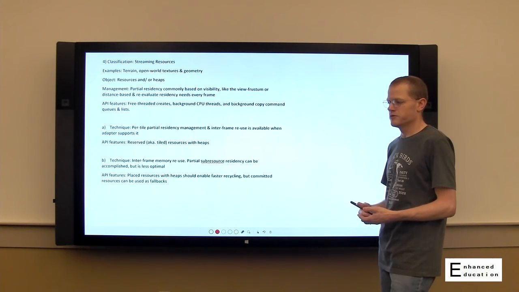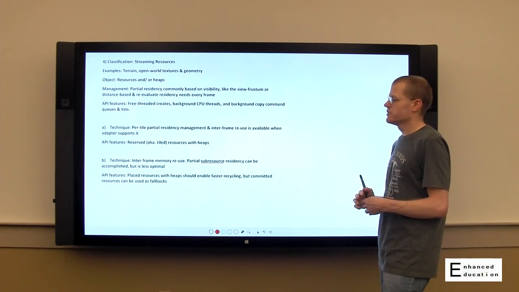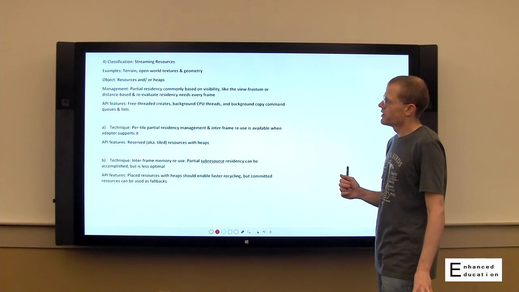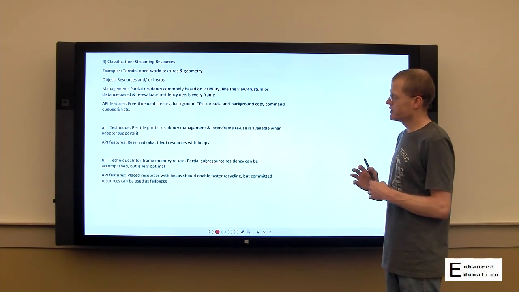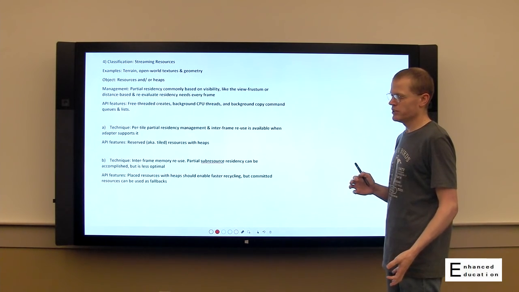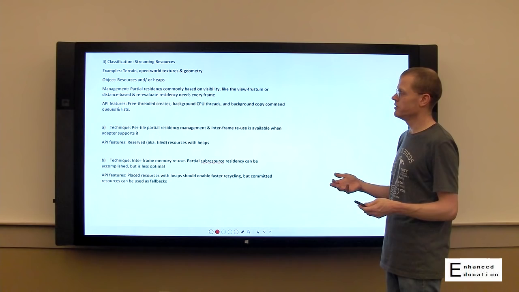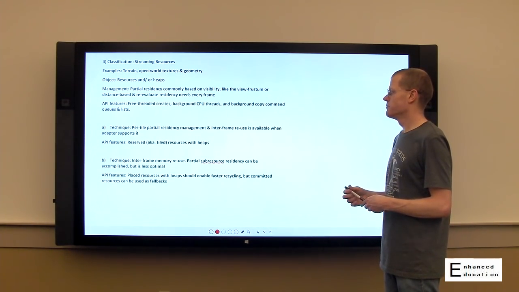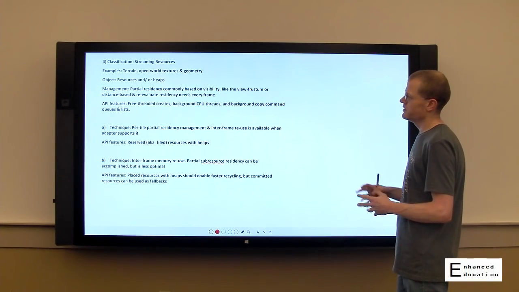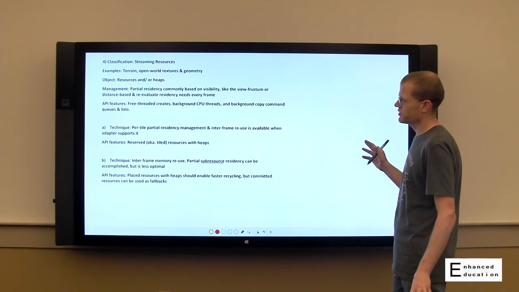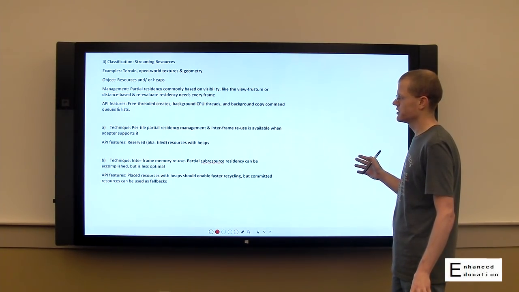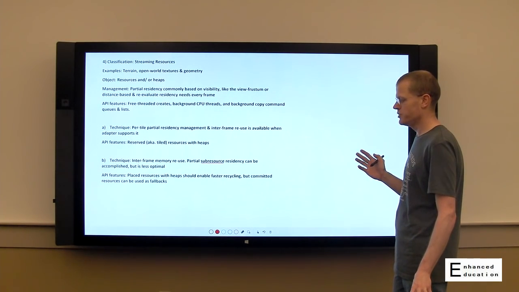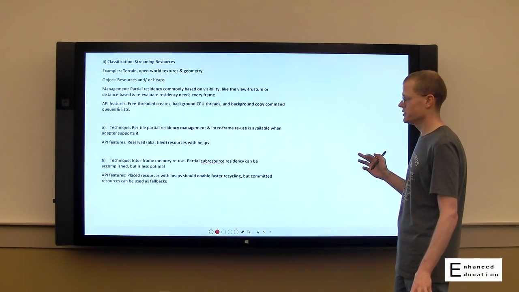And the last classification I have is streaming resources. An example would be an open world terrain. I think there are some DX12 demos where they show this, and definitely there have been games in the past where the games are loading textures either off the network or off the disk, paging them in maybe one page at a time in order to maximally use the amount of physical memory. Ideally, applications will want to use reserved resources for these, but again, not all GPUs currently support reserved resources.